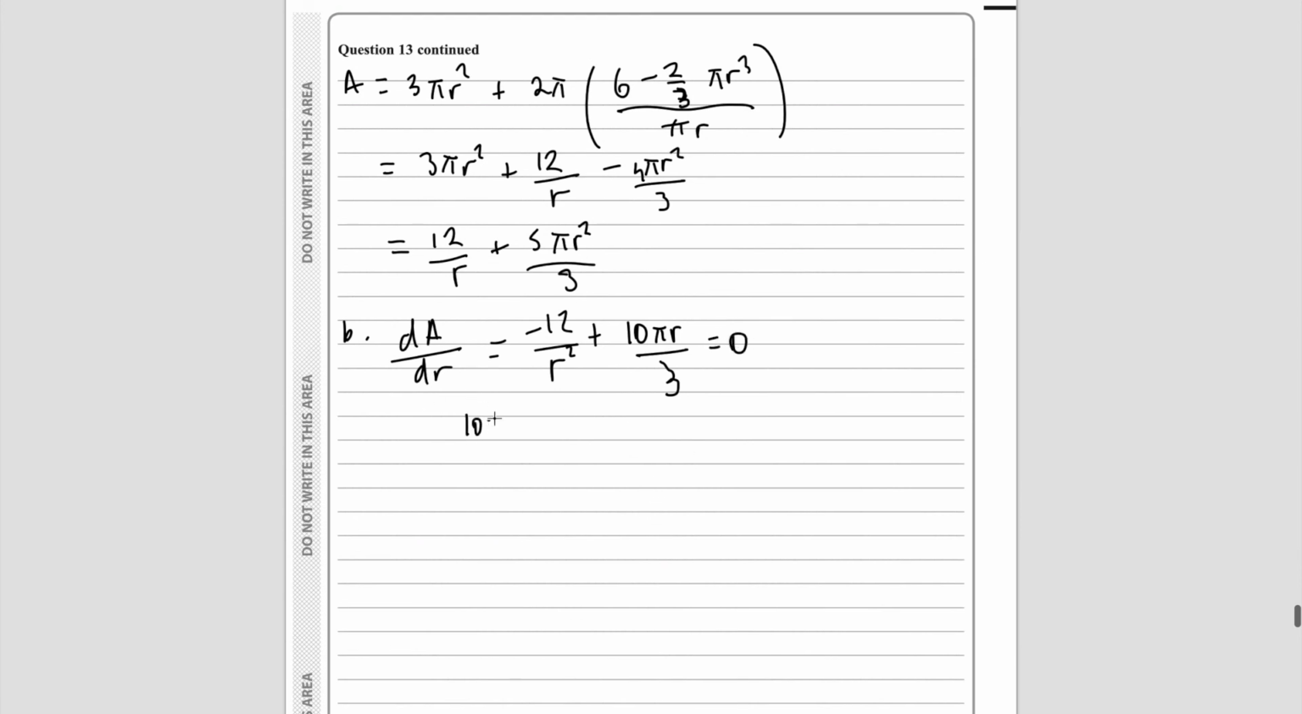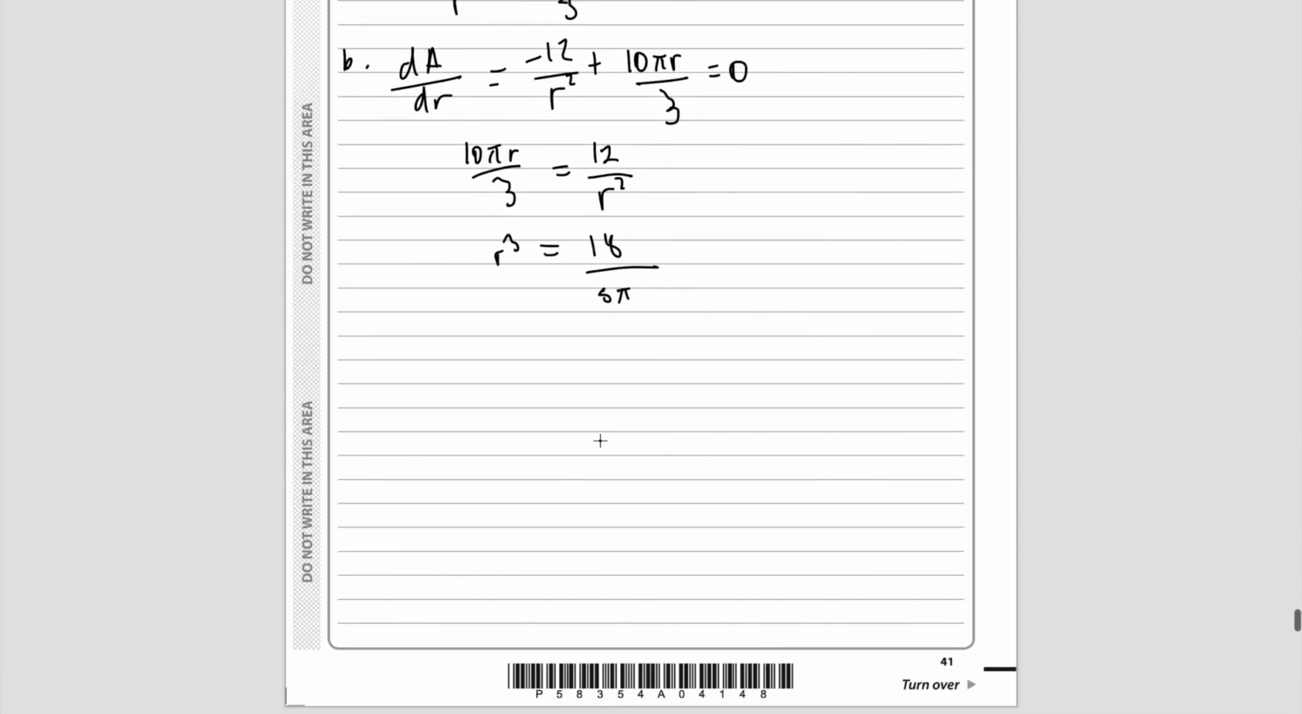So 10 pi r over 3 is going to equal 12 over r squared. Therefore, r cubed is going to equal 18 over 5 pi, once multiplied on both sides and rearranged. And therefore, r is going to equal 1.046. And that's going to be to 3 decimal places.